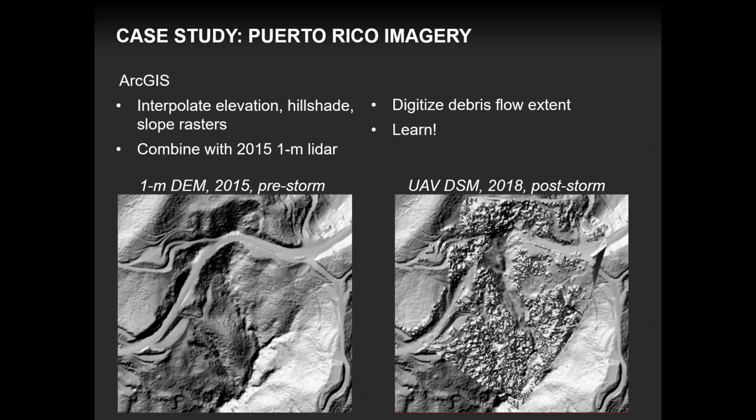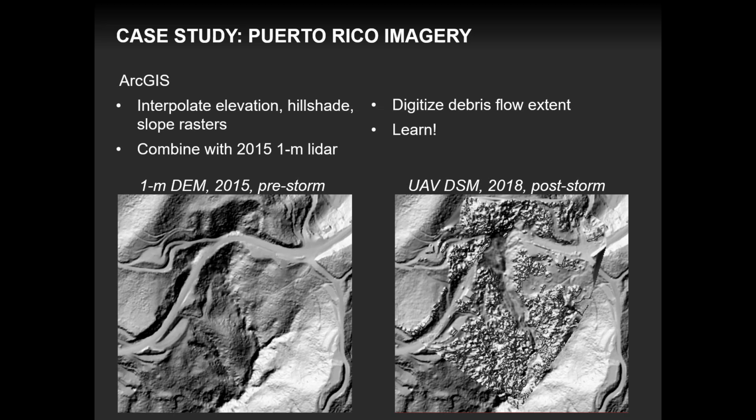So within ArcGIS, I take that LAS file, interpolate that into elevation, hillshade, and slope rasters, and I can clip it and do what I need to. I combine that with some USGS published 2015 1 meter LiDAR. So this is pre-storm, this is beforehand, and you can see it on the bottom left here.